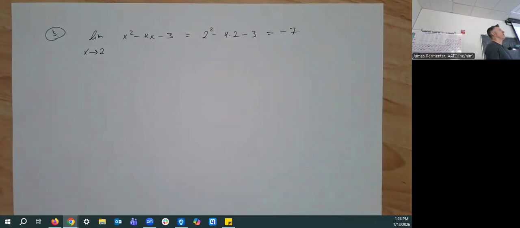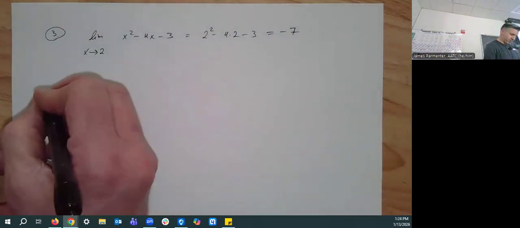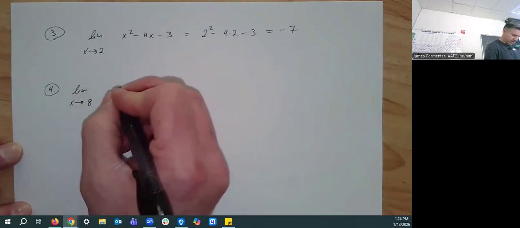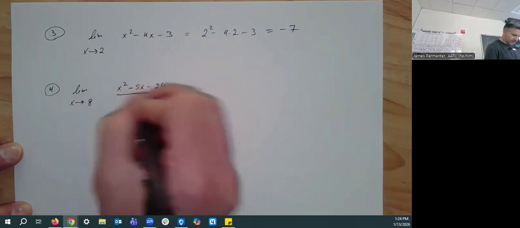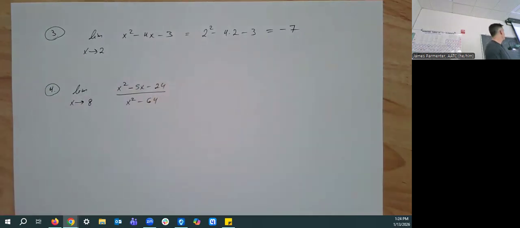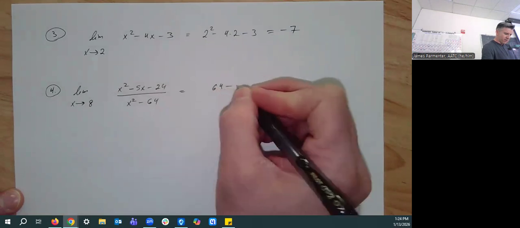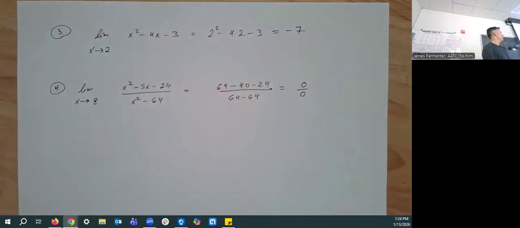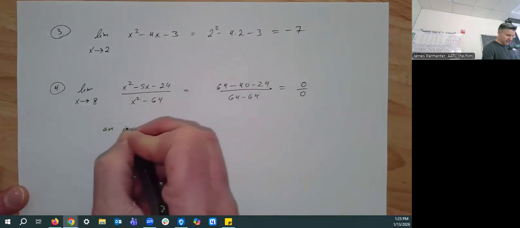I know what I want to stress. I want to stress that the limit doesn't actually care about what's happening at the point. It cares about what's happening near the point. And that matter becomes more and more important when we start looking at examples like the following. The limit as x approaches 8 of x squared minus 5x minus 24 over x squared minus 64. Here, if we try plugging in 8, something else is going to happen. We're not just going to get a number. We're going to get 64 minus 40 minus 24 over 64 minus 64. We get 0 divided by 0. And 0 divided by 0 can be anything. So I want to make this absolutely clear. 0 over 0 is what's called an indeterminate form.